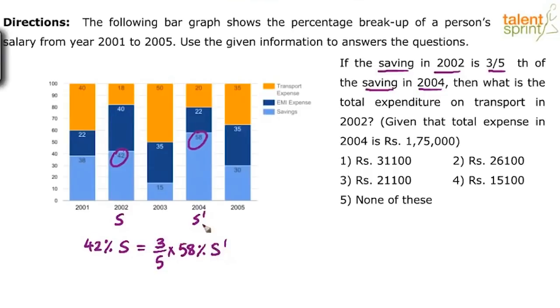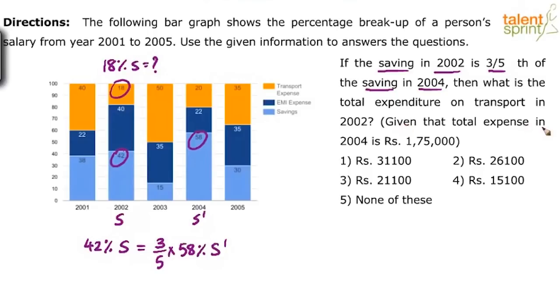Now from this what do we get? We get to know the ratio of S versus S dash. Salary ratio can be obtained. Then he's asking us to find out what? He says find out the total expenditure on transport in 2002. What is that? 18%. So basically the question says find out 18% of S. 18% of S is equal to what is the question?